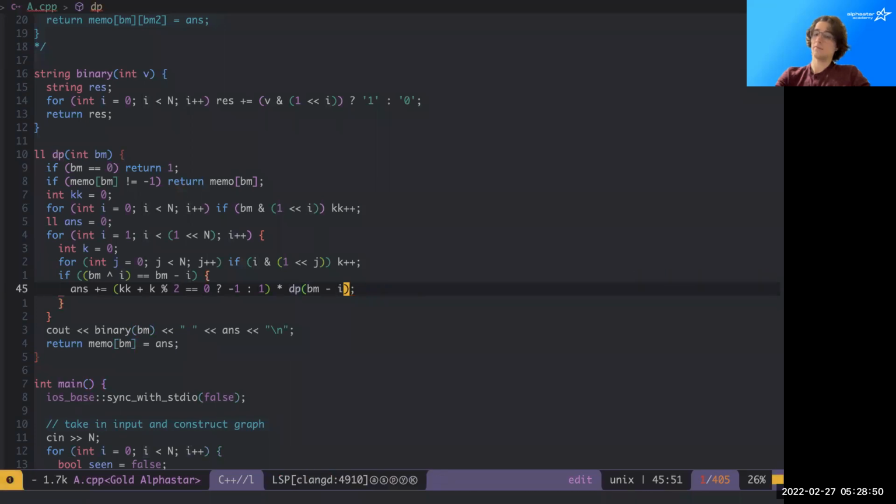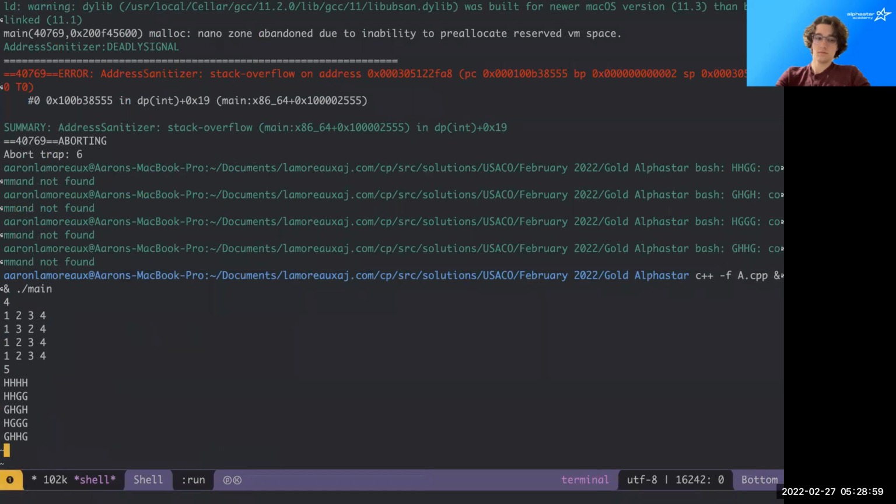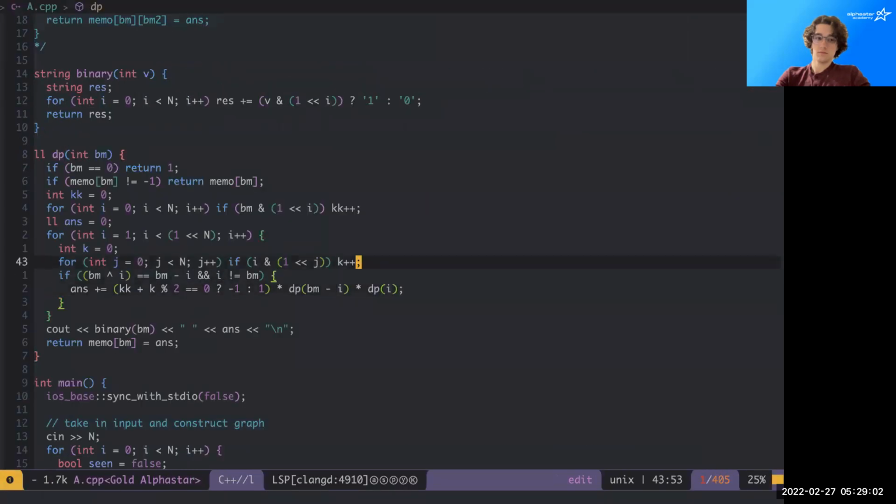That's not correct. I guess the base case is if bn and tilde bn equals bn.